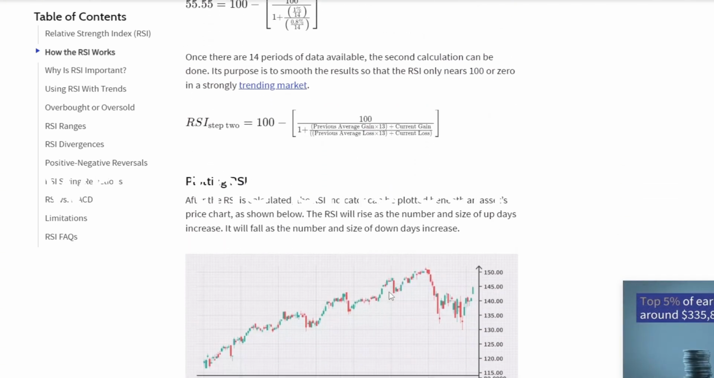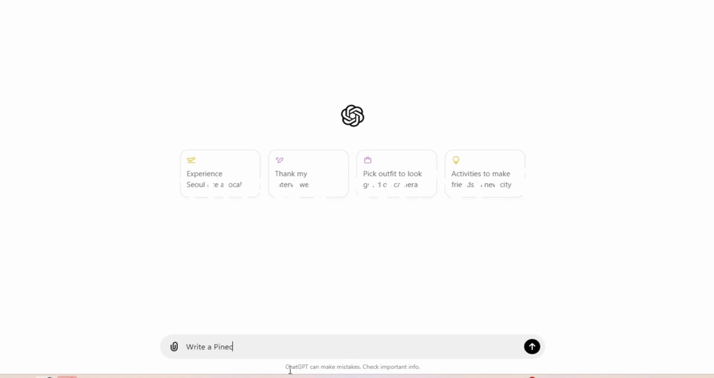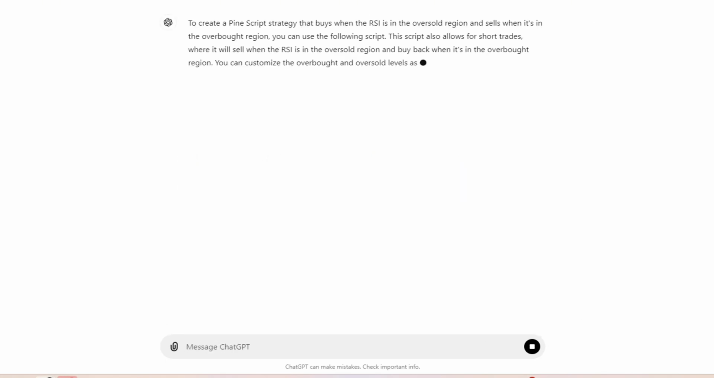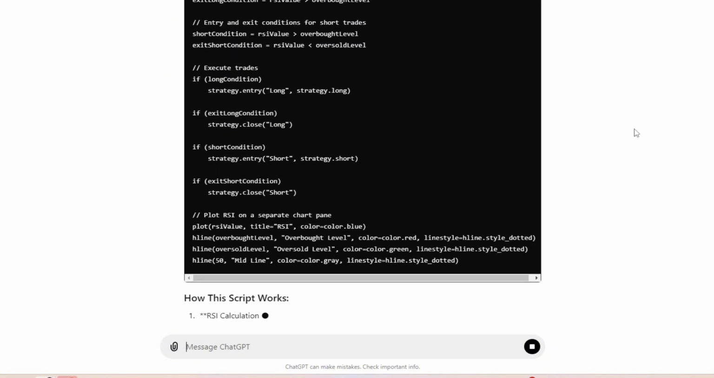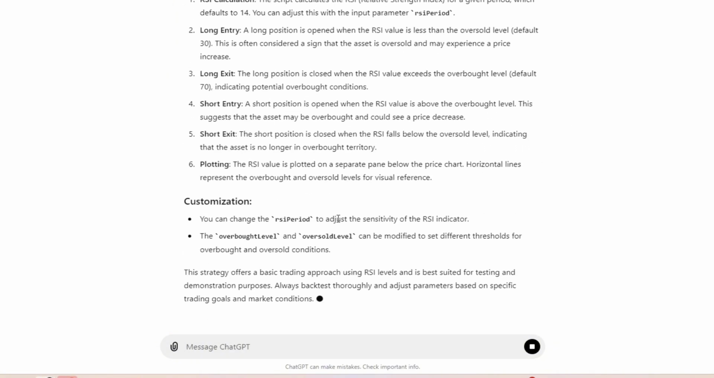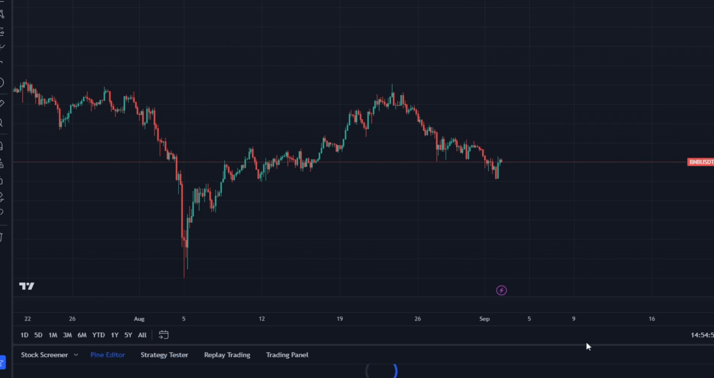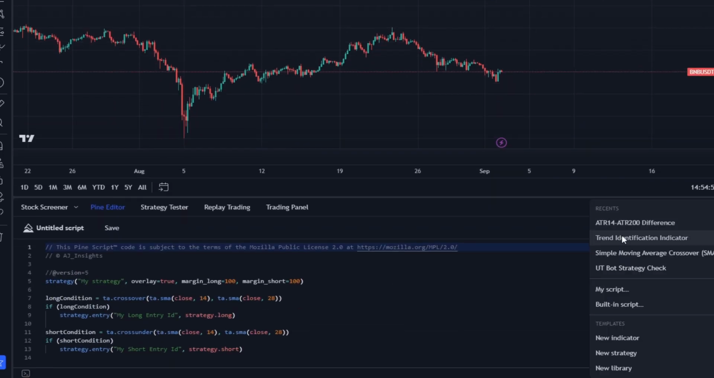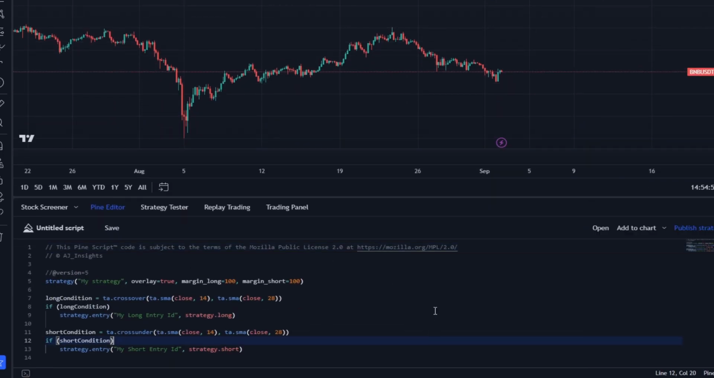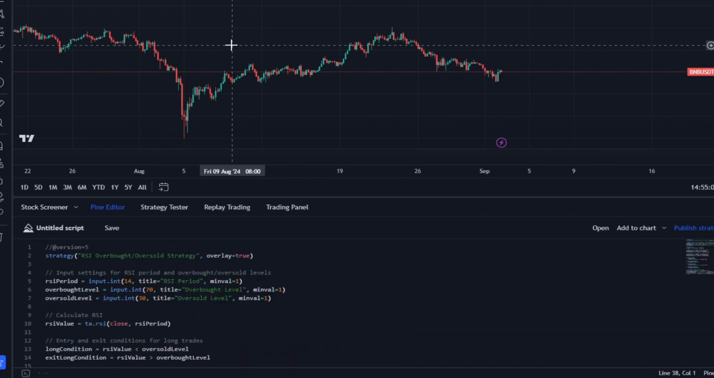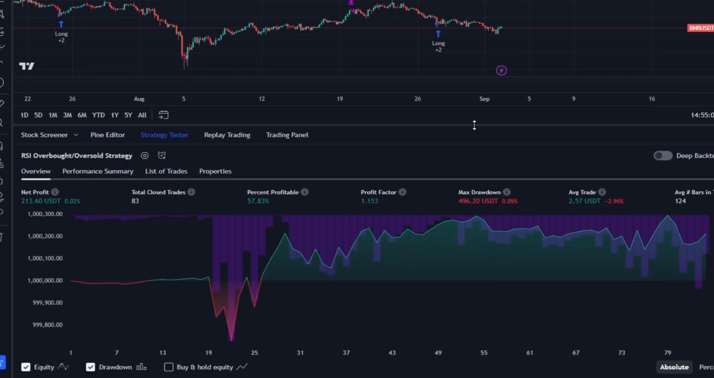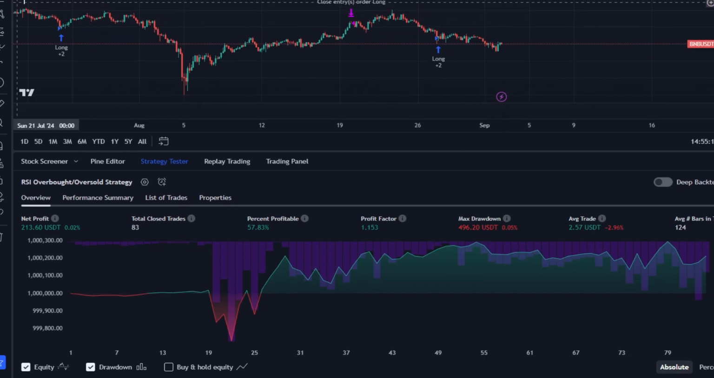Let's write the Python script strategy for the RSI strategy we've just discussed. With our strategy added to the TradingView chart, we can now check its profitability. As usual, let's tweak some values to find the most profitable settings.